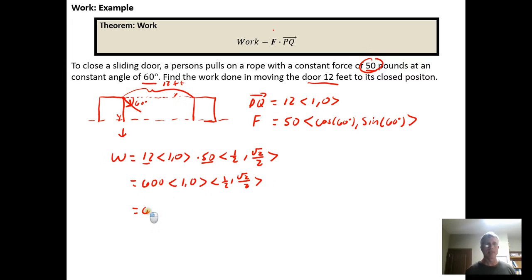And from there we get 600 times, we get 1 times 1/2 is 1/2 plus 0 times root 2 over 2, so we just get 1/2 out of the dot product right there, and so we get 300, and we just need to put the correct units in. We moved it 12 feet using pounds as our force, so this is 300 foot-pounds of work that was done.